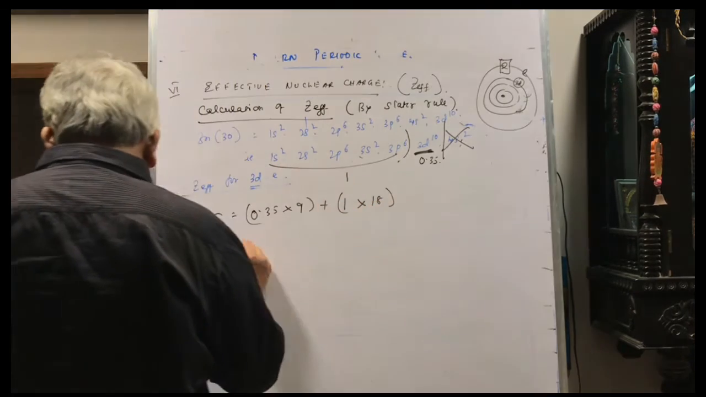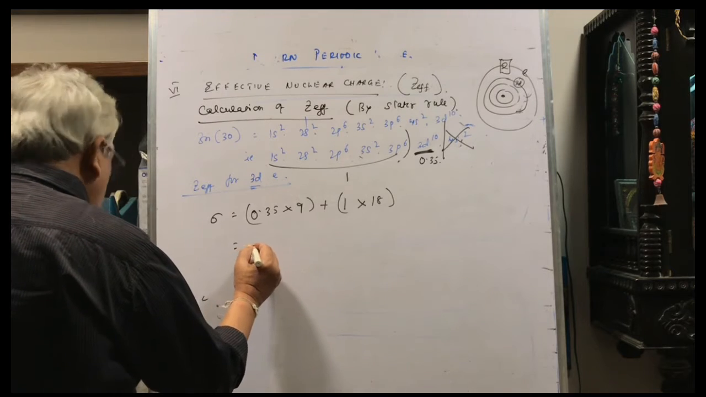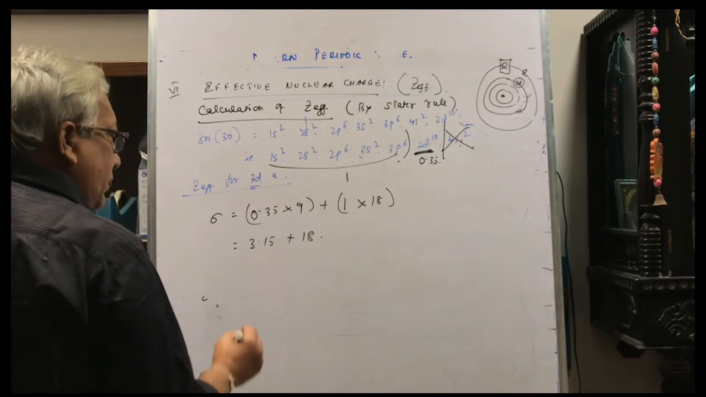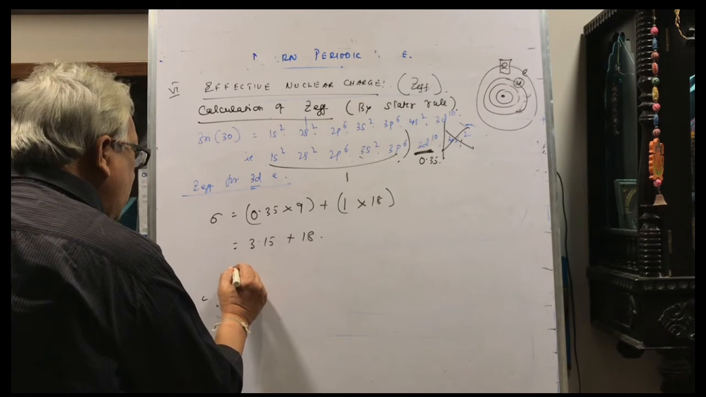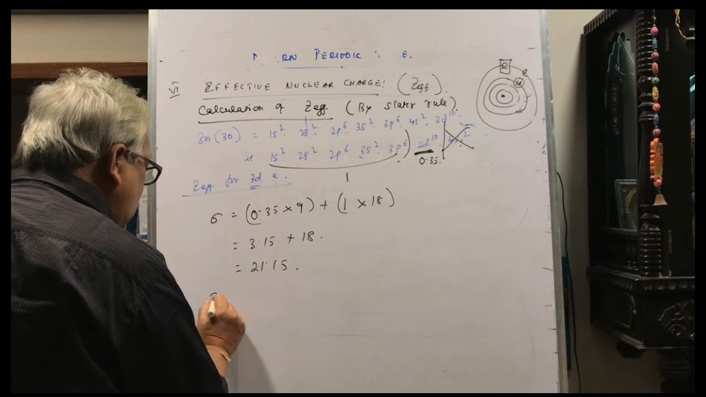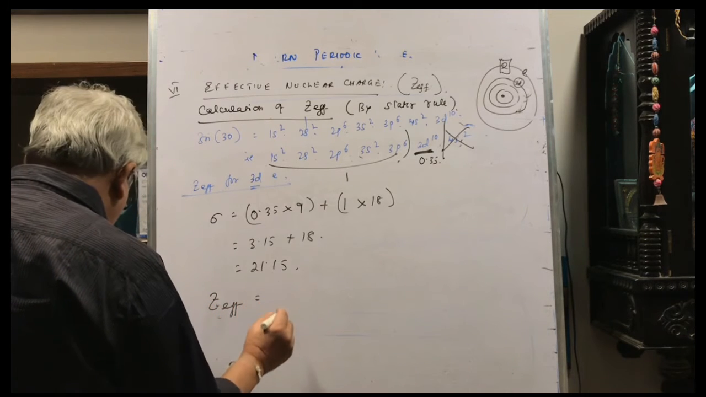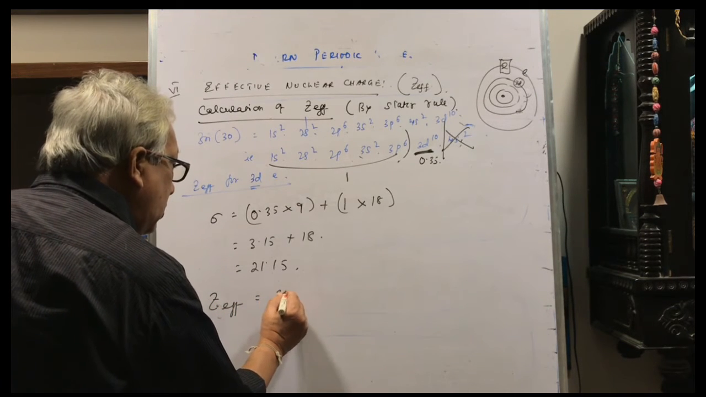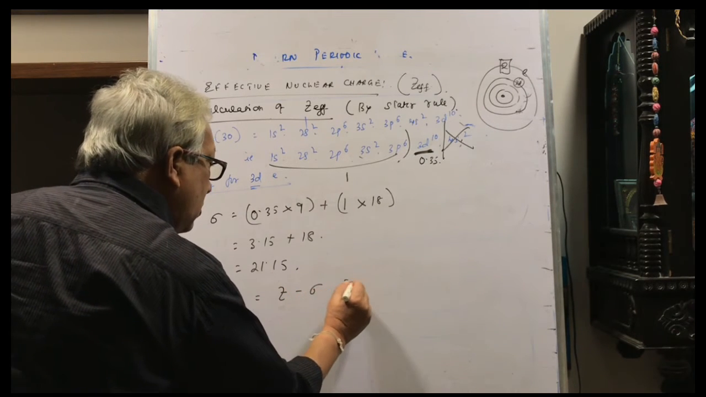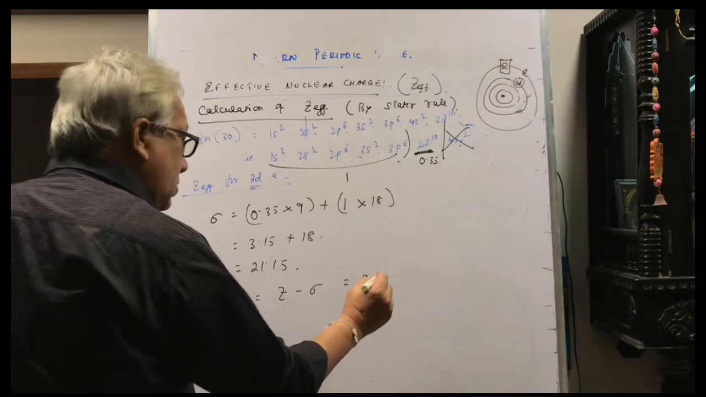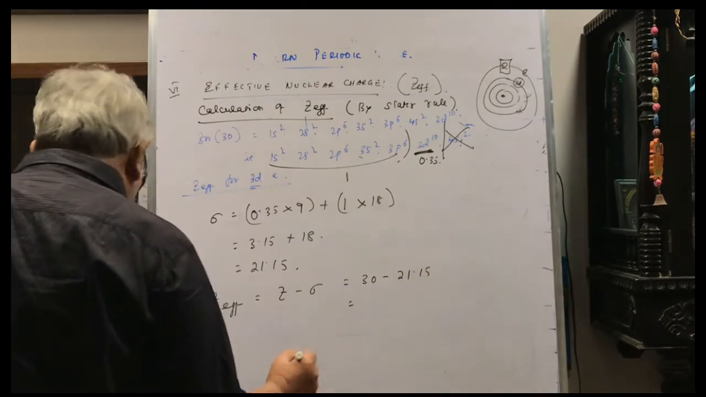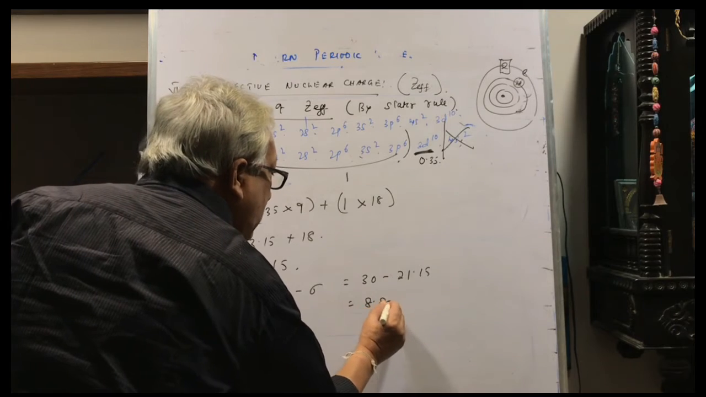So this will come to 3.15 plus 18, and that means it will be 21.15, and Z effective will be Z minus sigma. So that is 30 minus 21.15, and that comes to 8.85.